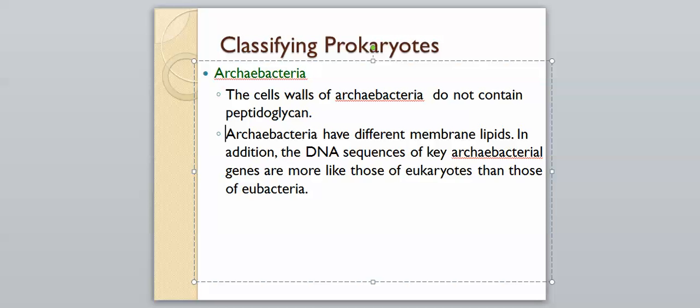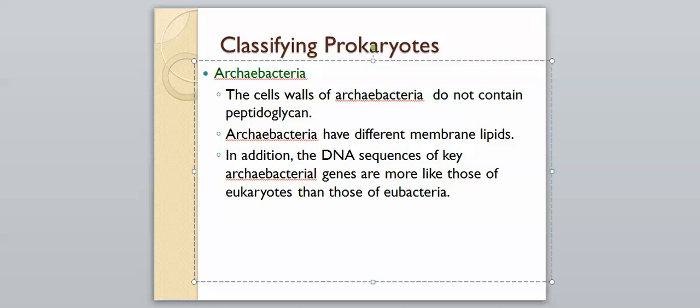And they have different membrane lipids. Lipids means fats. They have different fats in their cell membrane. And in addition, the DNA sequences of the Archaea bacteria are more like those of eukaryotes than those of Eubacteria. So when we look at their DNA, they're very different. We didn't have the technology to do that before, but scientists today can take a look at their DNA and say, wow, these really aren't anything alike. So that's been their big distinguishing characteristic.